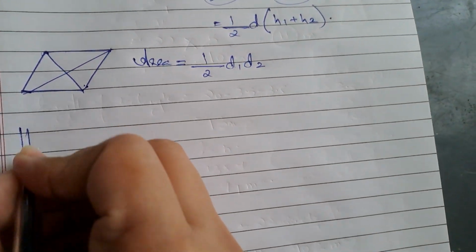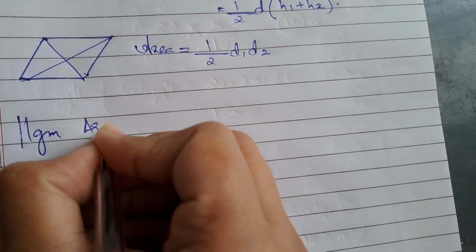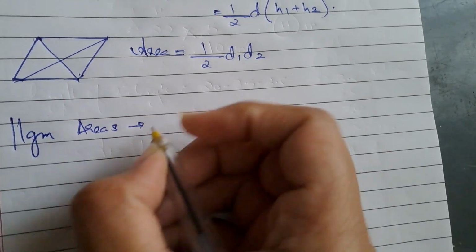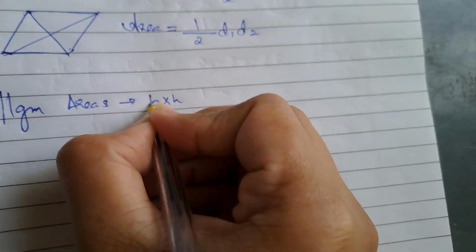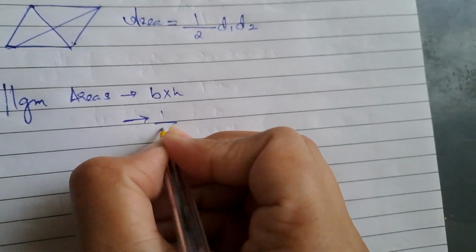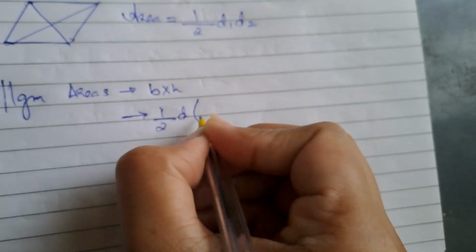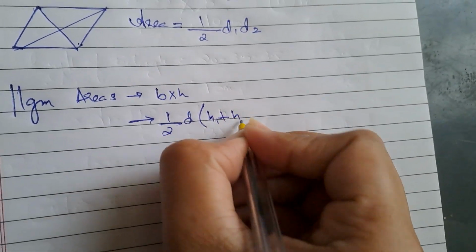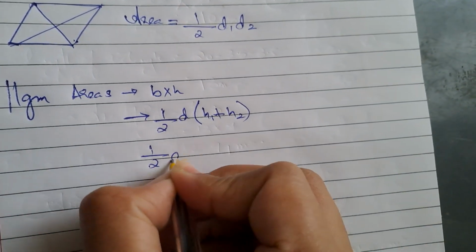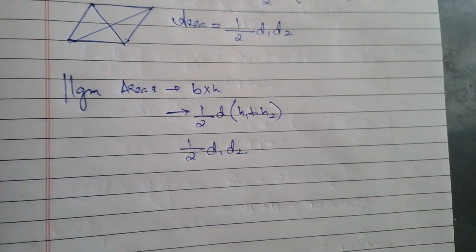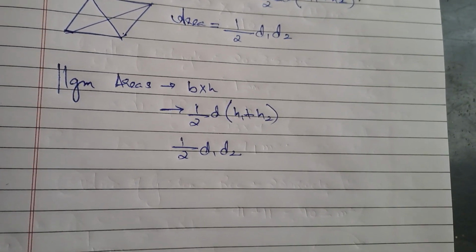For the parallelogram we got three different types of areas. What are the areas that you have got? The first one is base times height, when I know the base and the height. The second one is half d times h1 plus h2, and next is half d1 times d2. These are the formulas that you have got.